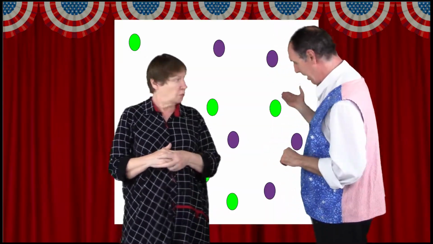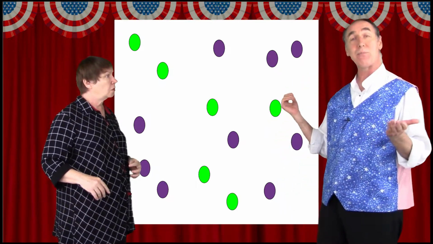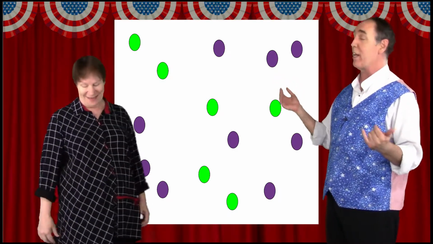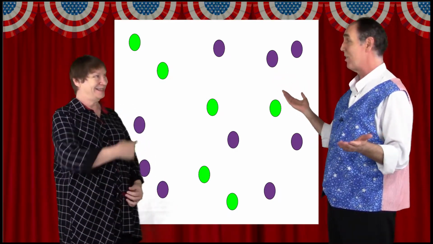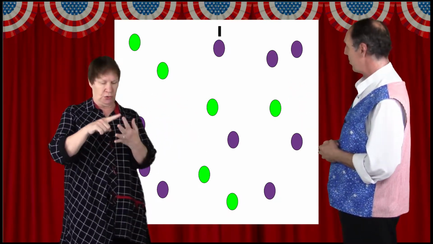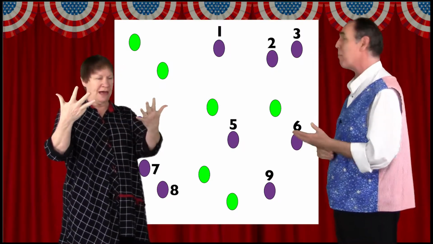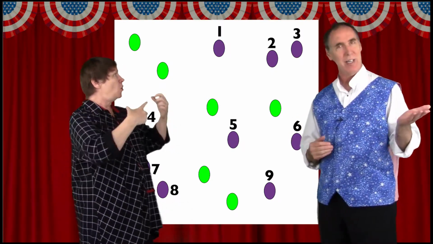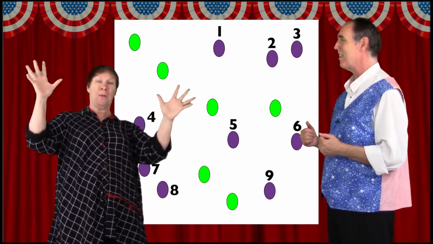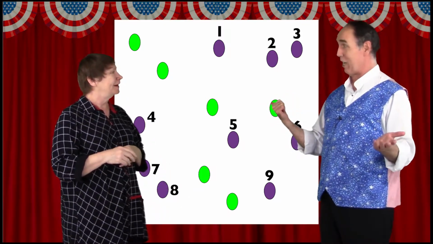Look up here. This is our state. For this state, there are a certain number of purple voters and a certain number of green voters. Should we count them up? 1, 2, 3, 4, 5, 6, 7, 8, 9. We have 9 purple ovals, and the ovals represent voters, right? Those are the voters, so it's like the purple party.